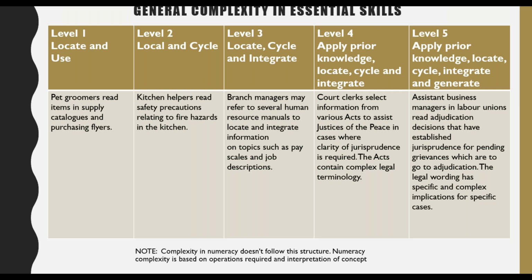So the complexity builds on each level. Each level is more complex, and there's usually something additional that someone has to do in order to complete that task. This is, again, a general snapshot of what complexity in essential skills looks like. There's just a note at the bottom of the slide, just to be aware, complexity in numeracy doesn't follow this structure. Numeracy is a little different. It's based on operations required and the interpretation of the concept. And we're actually going to walk through each of the essential skills and take a look at the complexity scales so that you get a better sense of what's included in each scale.